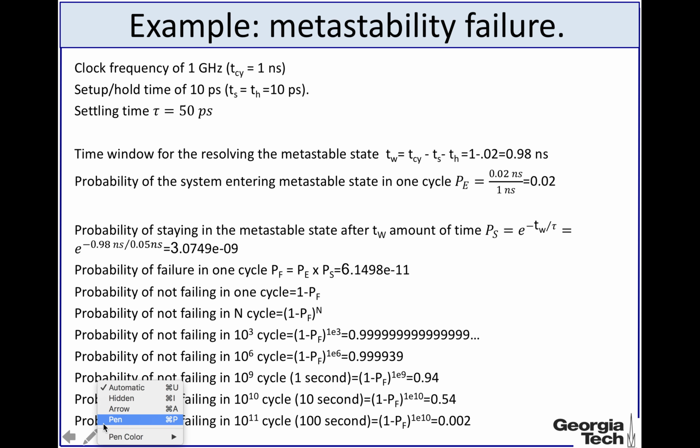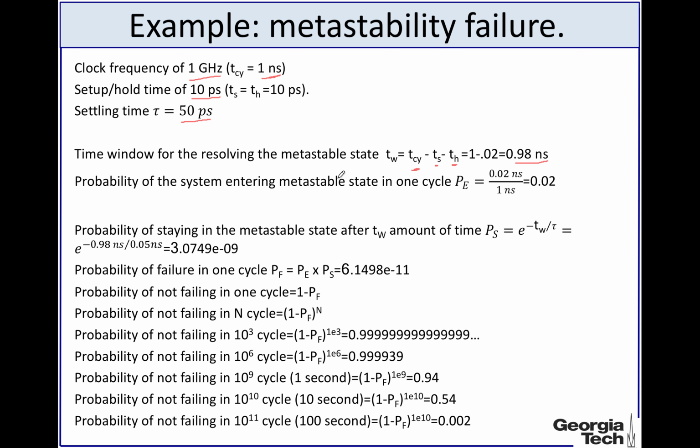Let's say the clock frequency is 1 gigahertz, so T cycle is 1 nanosecond, and the setup and hold times are both equal to 10 picoseconds, and the settling time is 50 picoseconds. So the time window within which the metastable state has to be resolved is the cycle time minus the setup time minus the hold time. This gives us 0.98 nanoseconds.